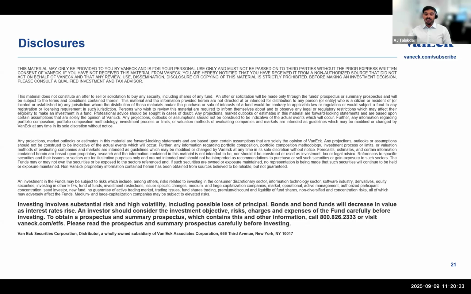Great. And quite a handful of questions regarding fees. So maybe can you talk a little bit more about acquired fund fees and what does that imply for the investor?